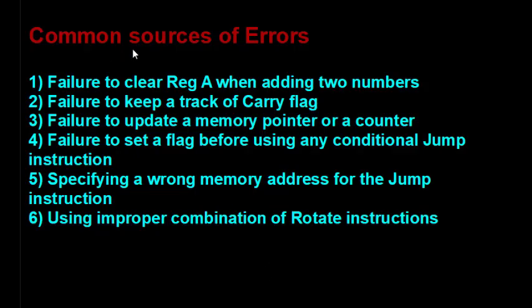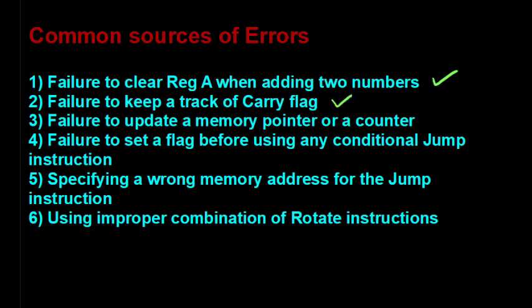Now we'll see some common sources of errors while using the jump as well as some more instructions. So here the first thing is failure to clear register A when adding two numbers. Because addition cannot be done without register A, when we want to add two numbers, we need to clear register A, like in the case of the multiplication program. Otherwise the contents of A are also added if A contains some data.